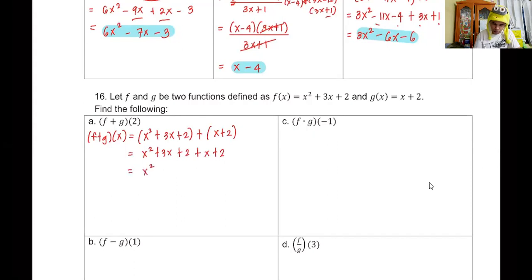Now, we have x squared plus 3x plus 2 plus x plus 2. So, this is the resulting function. Okay, so combine like terms. We will just substitute. We have f plus g of 2. We have 2 squared plus 4 times 2 plus 4. This is 4 plus 8 plus 4. So the answer is 16.